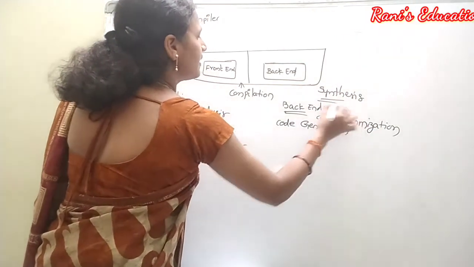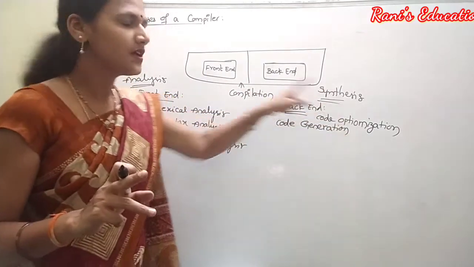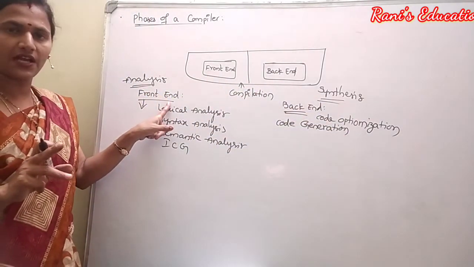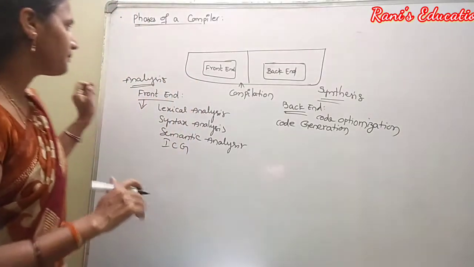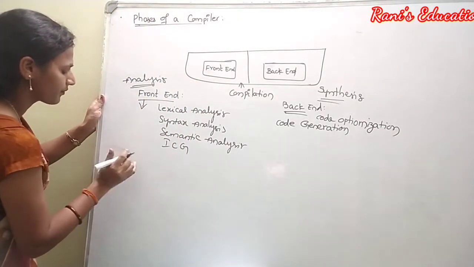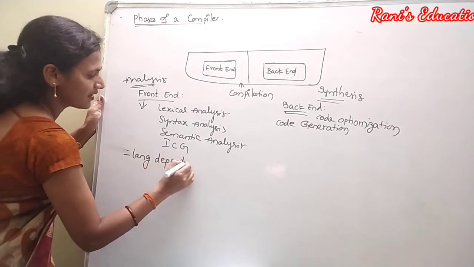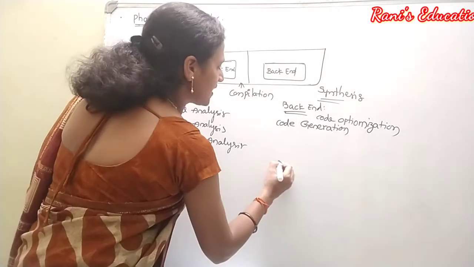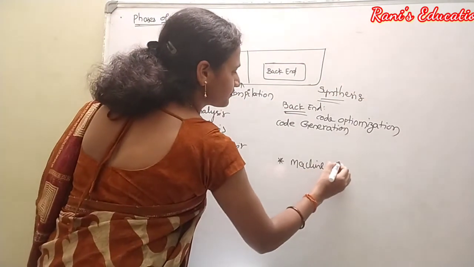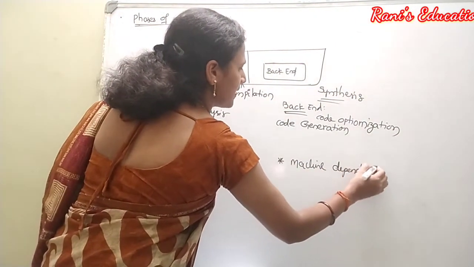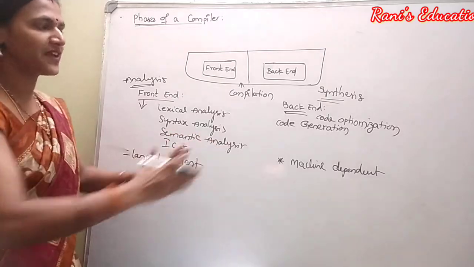Now we can say that a compiler consists of mainly 2 parts: the analysis part and the synthesis part. The analysis part is also called the front end of the compiler, and the synthesis part is also called the back end of the compiler. Here the analysis part is purely language dependent, whereas the backend or synthesis part is completely machine dependent.